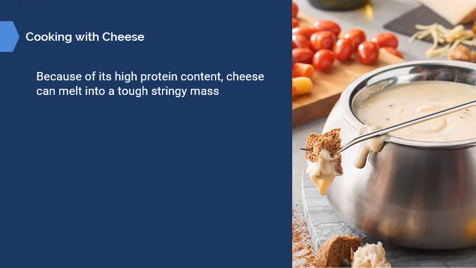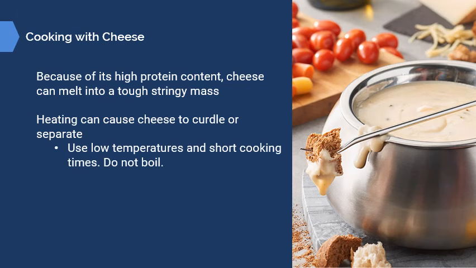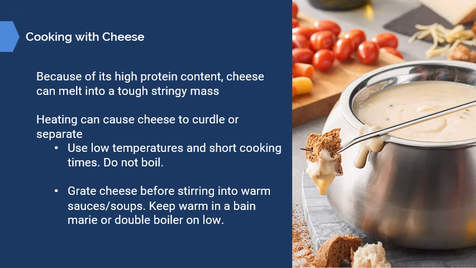Because of its high protein content, cheese can melt into a tough, stringy mass. Heating it can cause cheese to curdle or separate. So we want to use low temperatures and short cooking times. Do not ever boil cheese because it will completely wreck the texture of it. Grate cheese before stirring it into warm sauces or soups. Keep it warm in a bain-marie or double boiler on low heat.